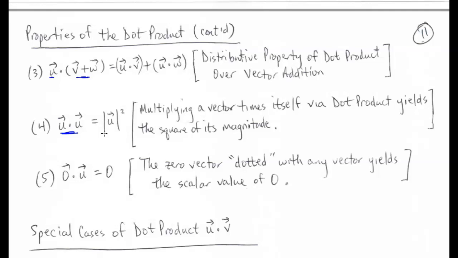And of course, if we take the 0 vector and we dot it with any vector u, then we're going to get the scalar value of 0. Okay. So please do not mistake this. When we dot these two together, we don't get the 0 vector. What we get is the actual real number 0. Okay. And again, that makes sense because we know that the outcome of a dot product should be a scalar value anyway. Okay.